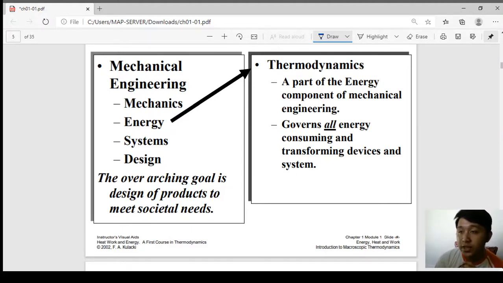So thermodynamics came from the Greek words therm means heat and then dynamis means power. So because sa sinaunang panahon, we know that ang heat is gigamit siya to convert into power. So we have the first steam engines. Una siya ang mga first na mga mechanical systems na na-create sa sinaunang panahon. Anyways, thermodynamics governs all energy consuming and transforming devices and system.